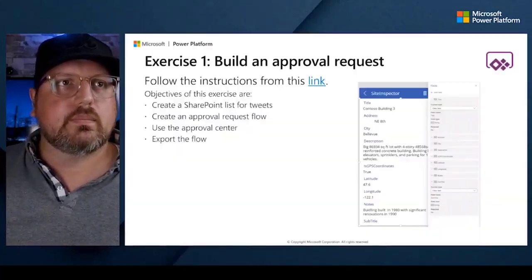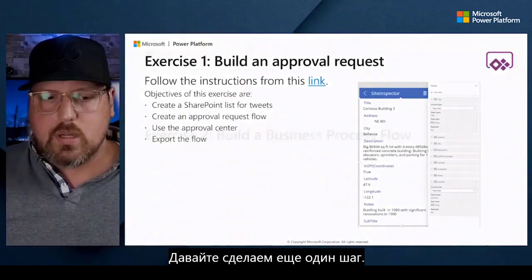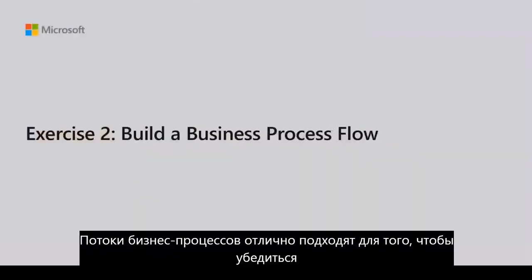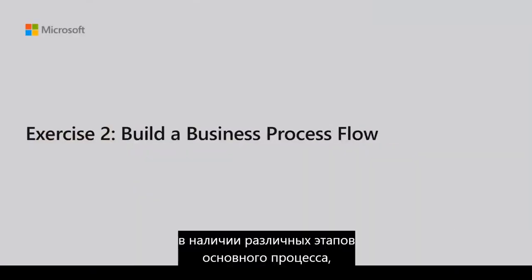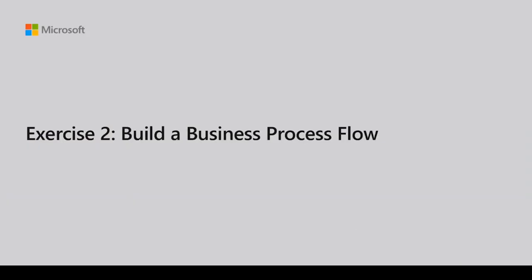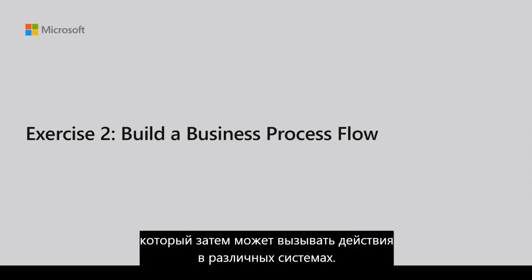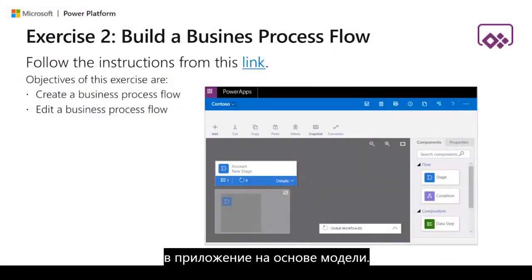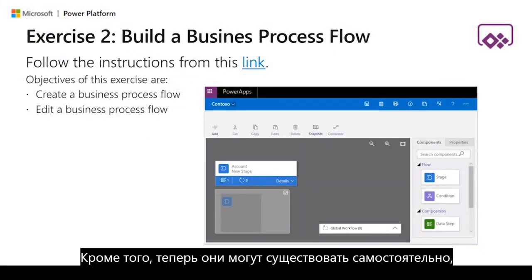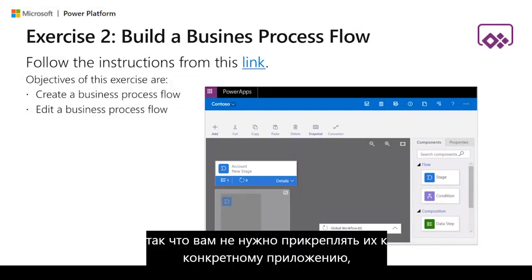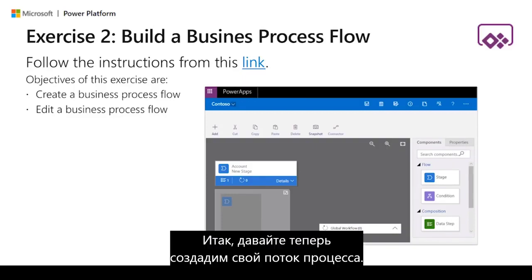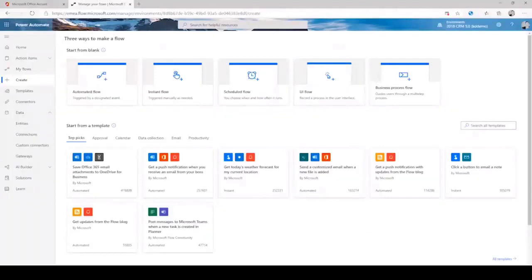Now, let's go one step further. Let's build a business process workflow. And business process flows are great to make sure that you have different stages of a major process that can then trigger actions in different systems. And to do that, you can put those business process flows inside of your model-driven app, but also they can now live on their own. So you don't need to attach them to a specific app, nor do they have to live in Dynamics 365. So let's get started and build our own process flow together.